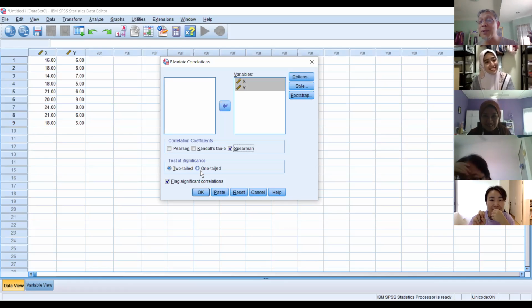We test for two tail, remember? Because the statement doesn't indicate direction, therefore it calls for two tail.